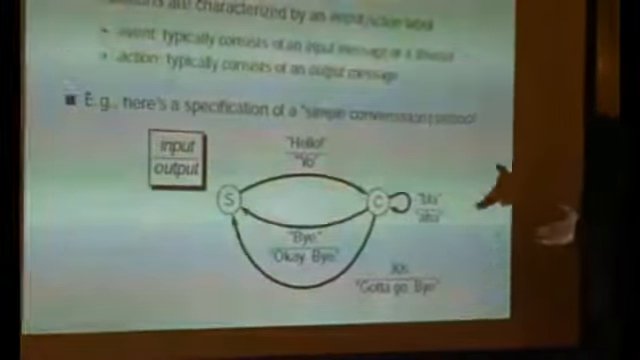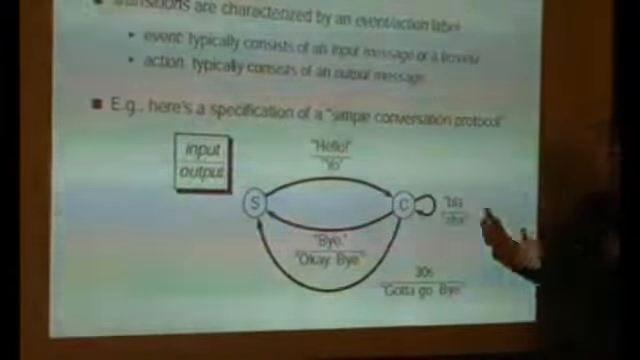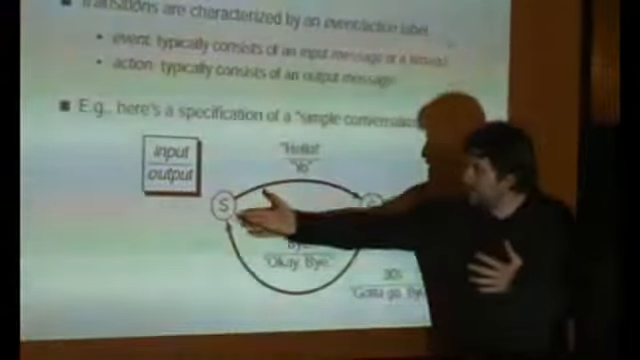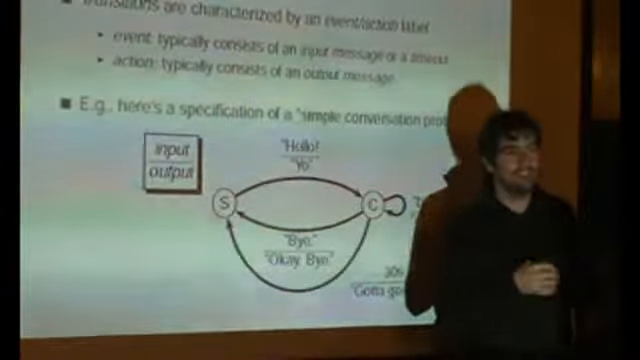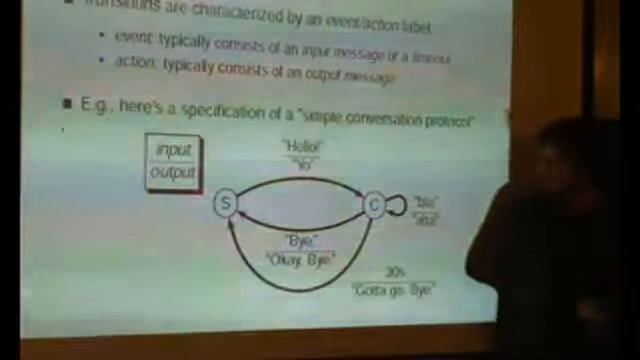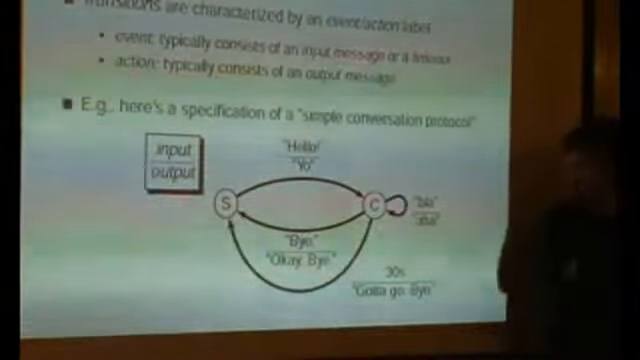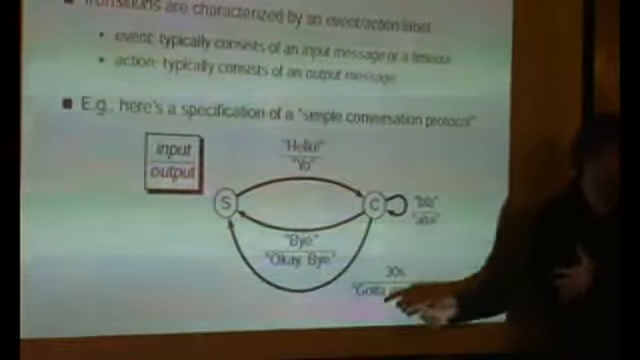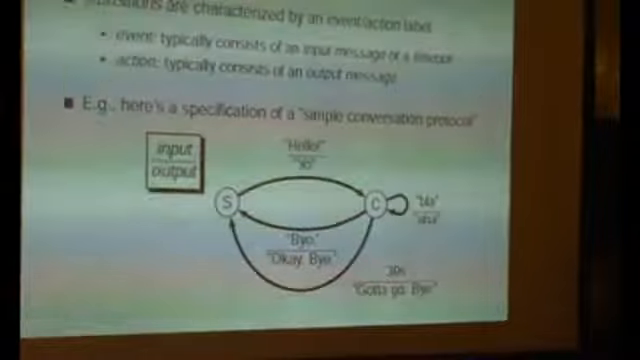So, this represents a conversation. So I could be using this state machine with you or with myself. So I could be in state S. I start to say S, and I would say hello. There you go. And then I say blah, blah, blah. And if I shut up for 30 seconds, okay, I just gotta say bye. Okay, bye.